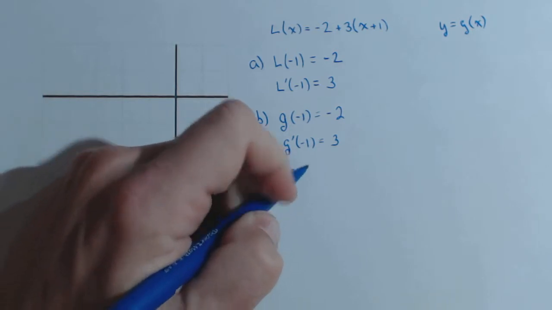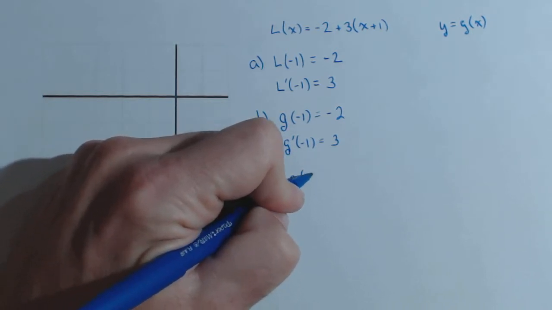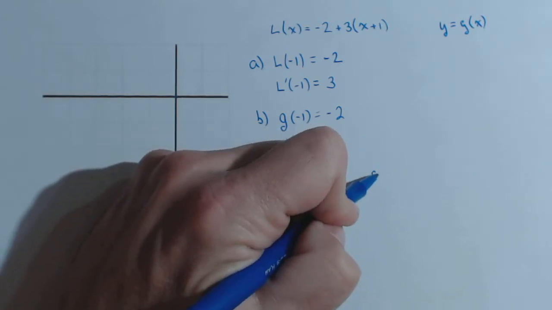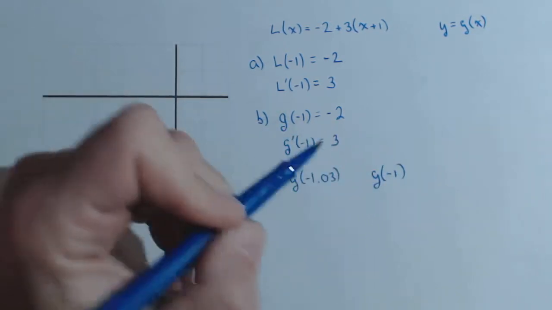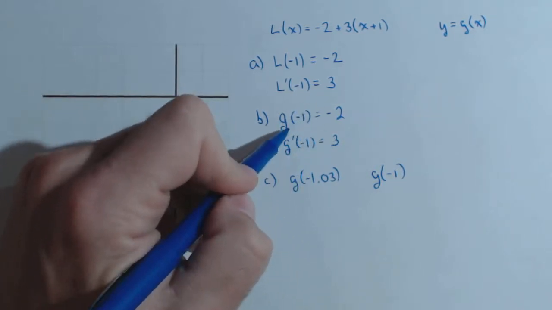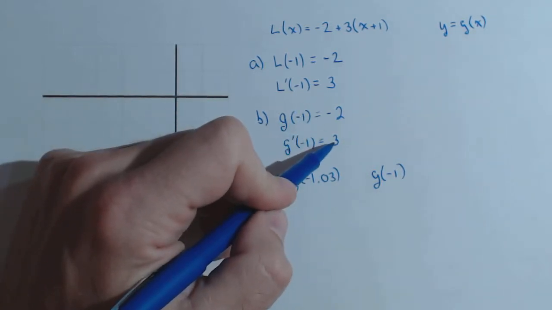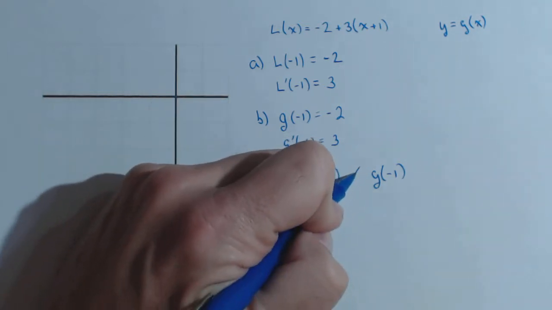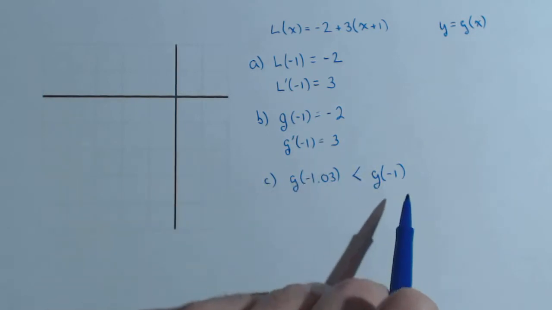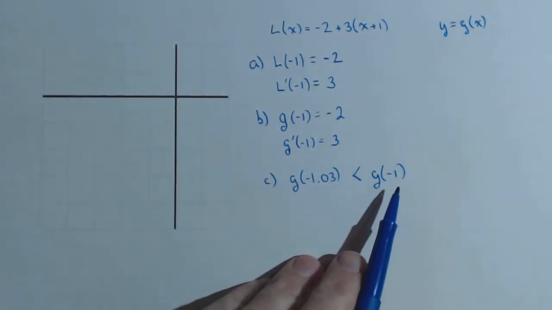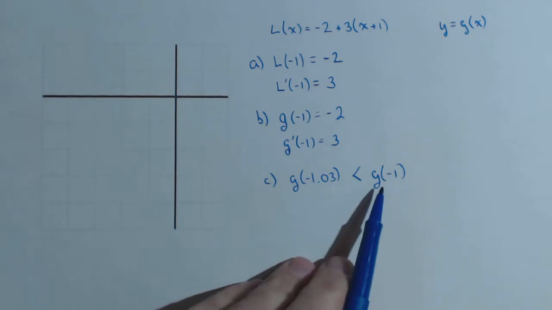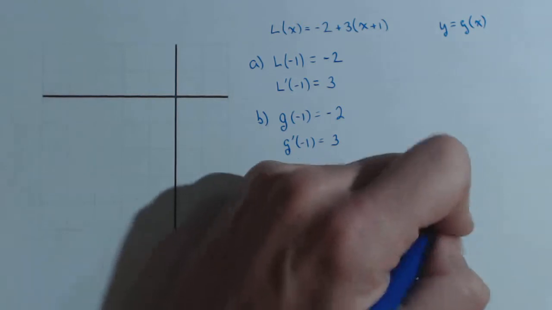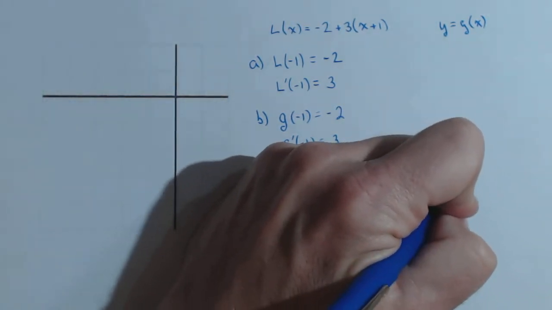So this is a property of all tangent lines. Now part C, they ask us about g of -1.03, and we want to know if it's going to be bigger or smaller than g of -1. Well, notice that at -1, we're told that g has a slope of 3. That means at -1, g is an increasing function. So, because g is an increasing function, as the inputs go up, the outputs should go up. So we should assume that g of -1 will be larger than g of -1.03. Again, because g is increasing.